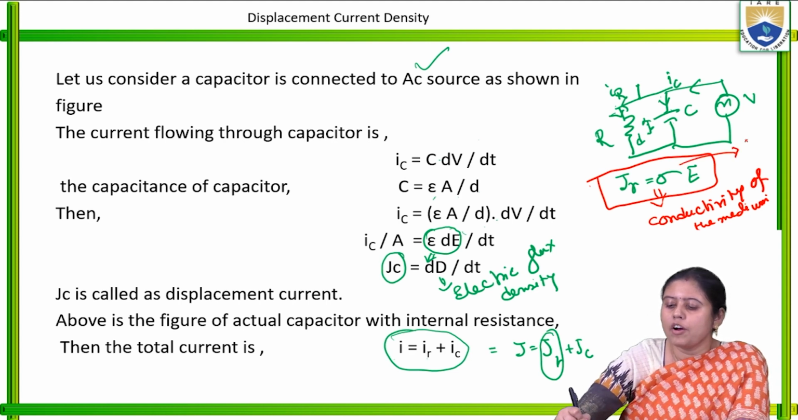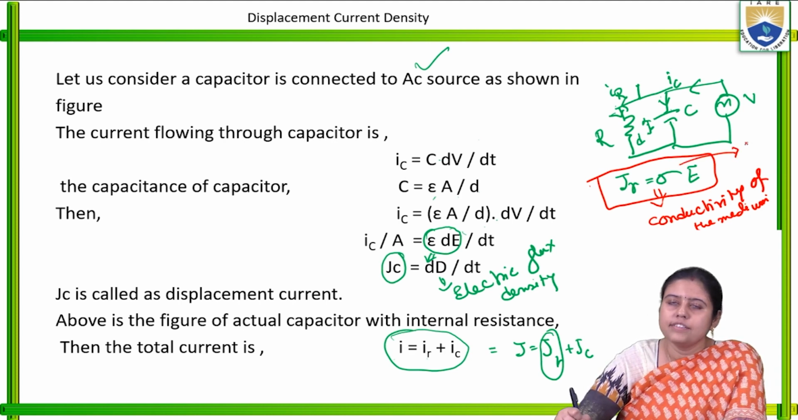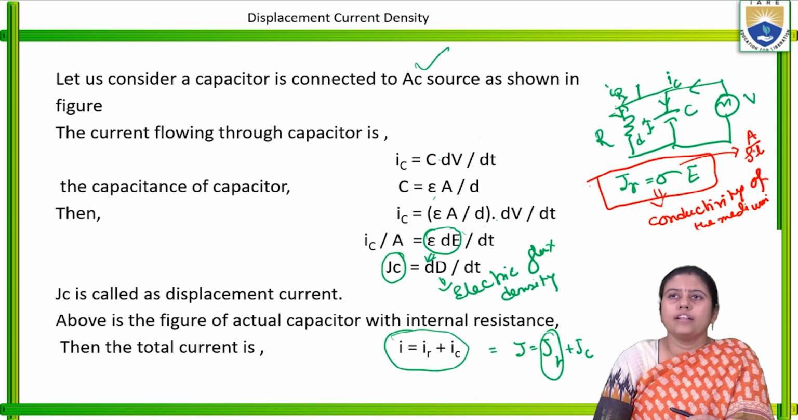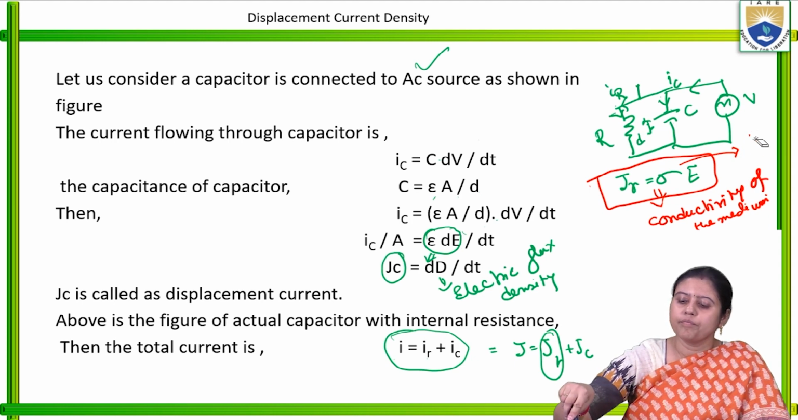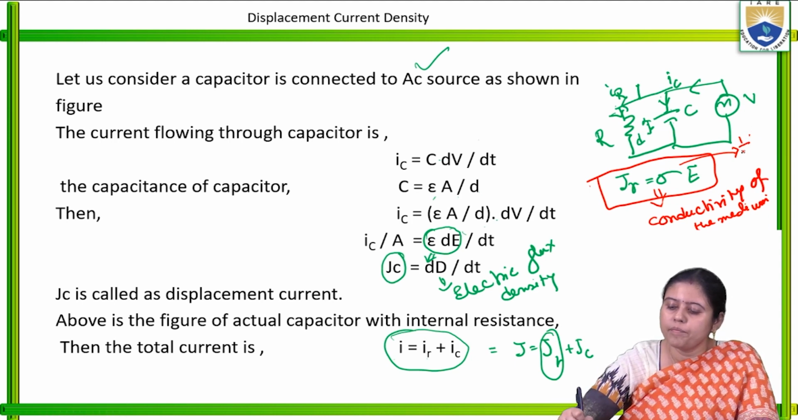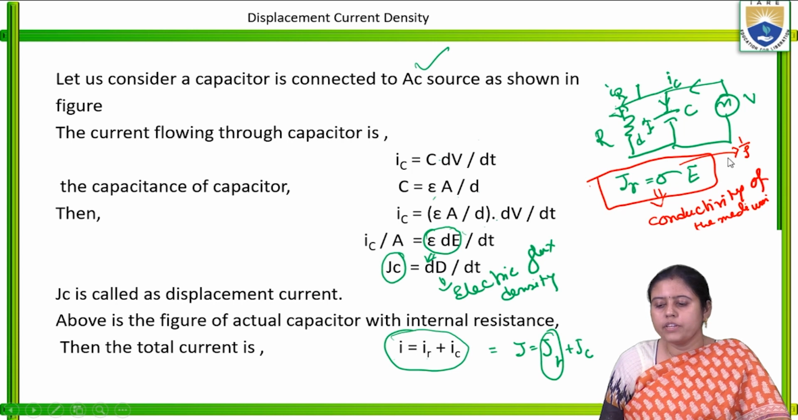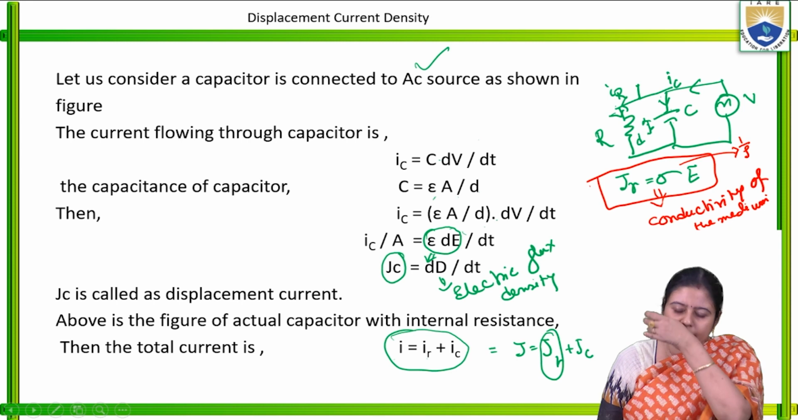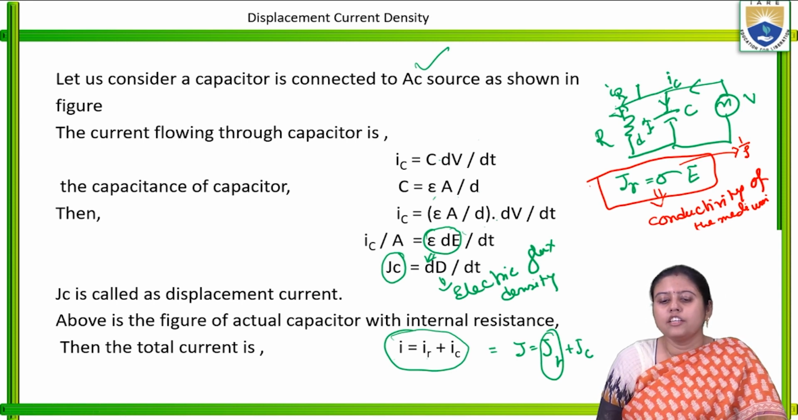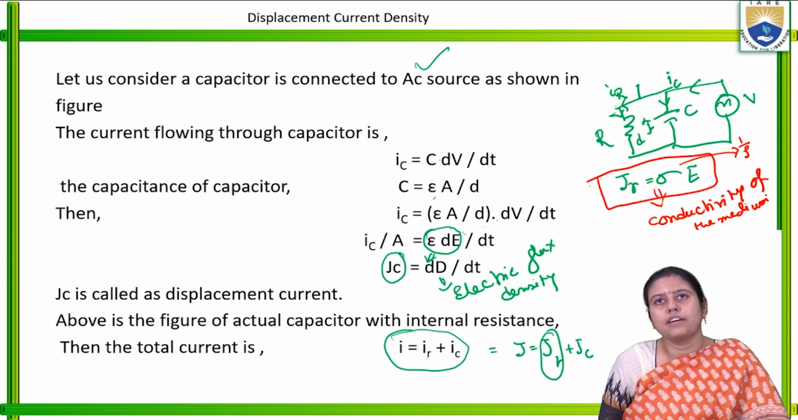And what is the value of sigma? Sigma is equal to 1 by rho. What is rho? Rho is equal to RA by L, the resistivity of the resistor. So this is the equation we got for the displacement current density.